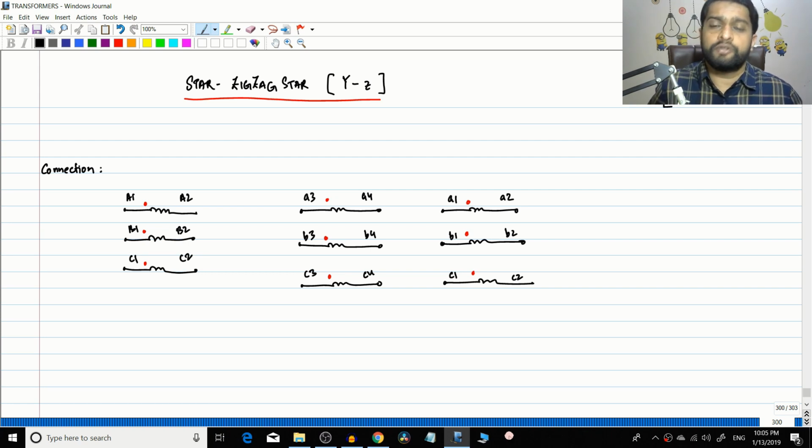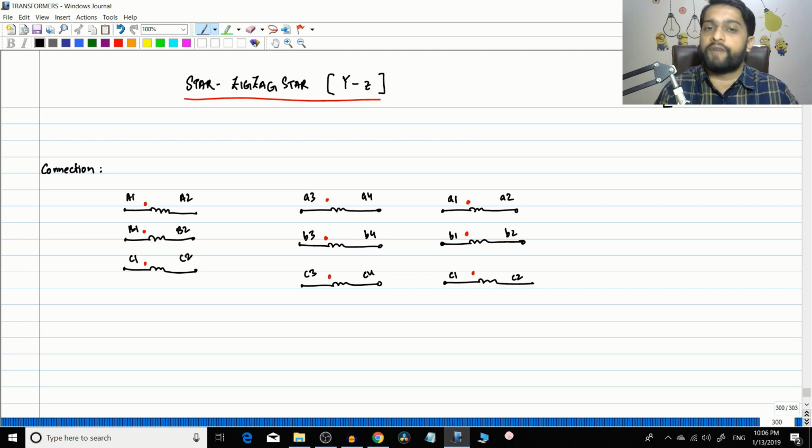Hello friends. In the previous video, we concluded our discussion on the delta zigzag star connection. We saw that the delta zigzag star has similar phasor characteristics compared to a star or a delta connection. That is, you can get a phase difference of 0 degree or 180 degree with various configurations of the delta zigzag star connection.